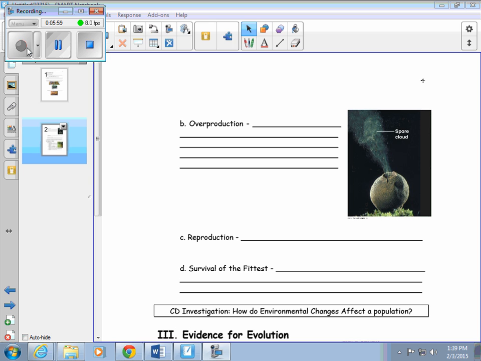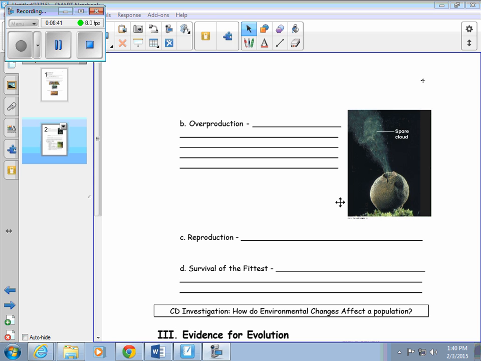Another component of Darwin's theory of natural selection was the term overproduction. Overproduction is when species produce more offspring than can actually be supported by the environment. We see this a lot in reptiles, amphibians, fish. Think of frogs. Frogs or toads, they lay thousands and thousands of eggs with the hope that maybe one or two might make it to maturity. One or two might actually live to become an adult and reproduce themselves.